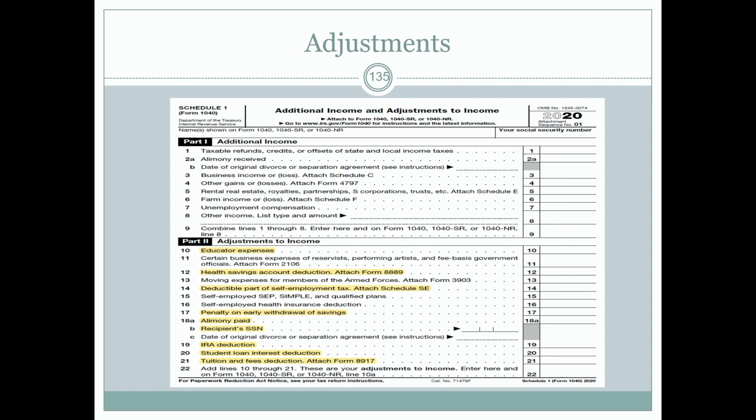Line 17, penalty on early withdrawal of savings. Alimony paid on line 18A. And do note that there is a space to list the recipient's Social Security number on 18B. Line 19, IRA deduction. Line 20, student loan interest deduction. And line 21, tuition and fees deduction. These are the adjustments that we will discuss this afternoon.